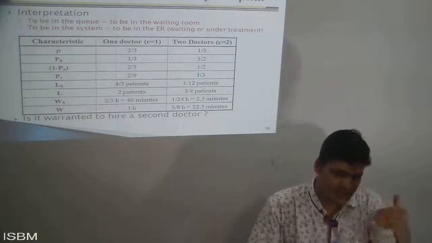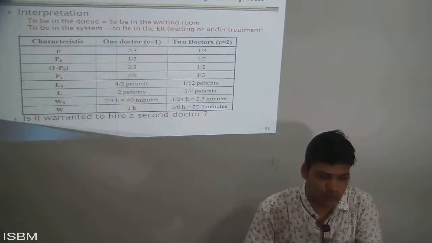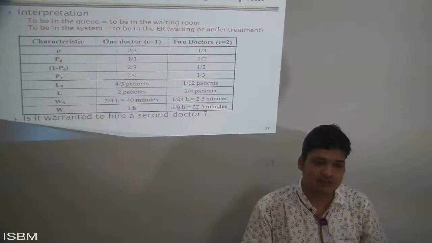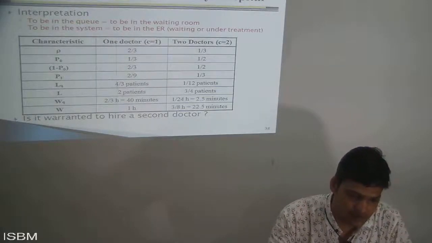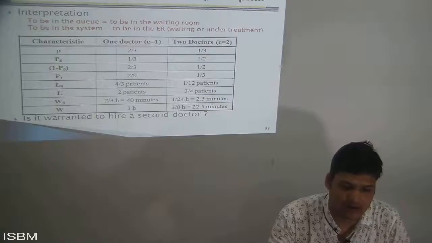So what were the characteristics? One doctor and two doctors. If C is equal to 1, then 2 by 3, this is the statistics they have given. So it warrants hiring a second doctor.